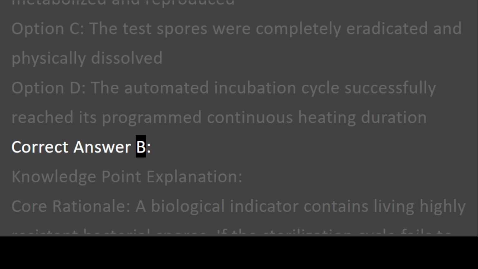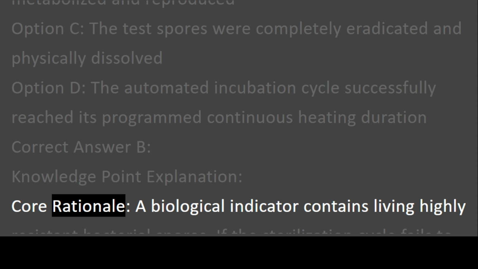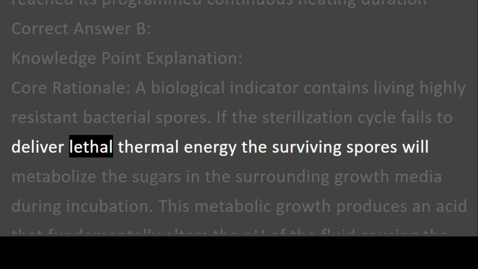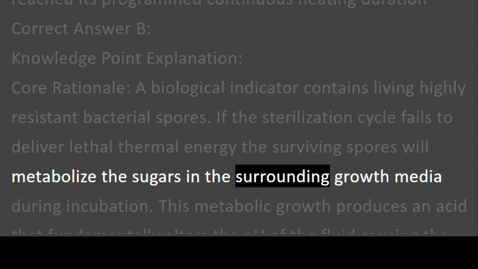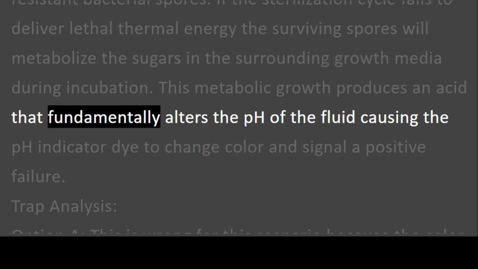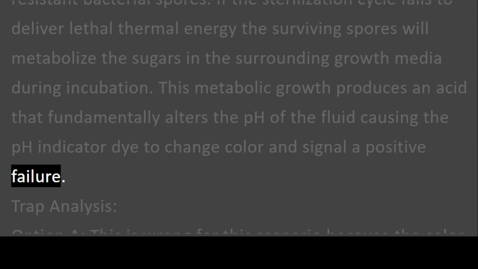Correct answer B. Knowledge point explanation. Core rationale. A biological indicator contains living highly resistant bacterial spores. If the sterilization cycle fails to deliver lethal thermal energy, the surviving spores will metabolize the sugars in the surrounding growth media during incubation. This metabolic growth produces an acid that fundamentally alters the pH of the fluid, causing the pH indicator dye to change color and signal a positive failure.